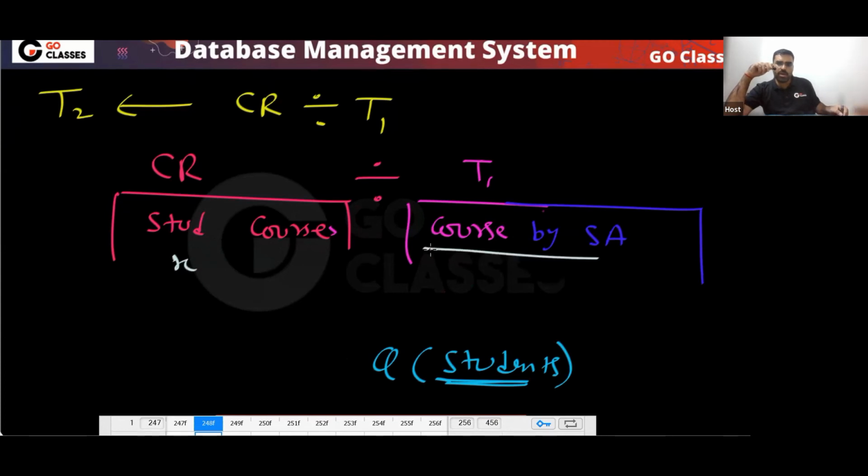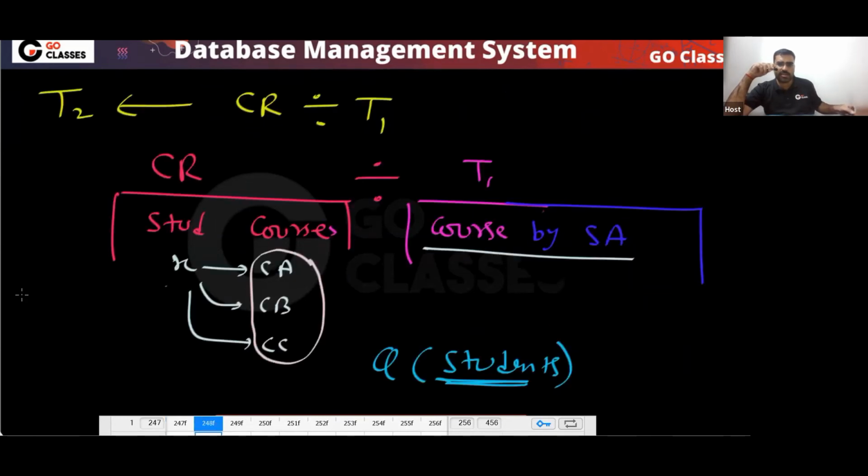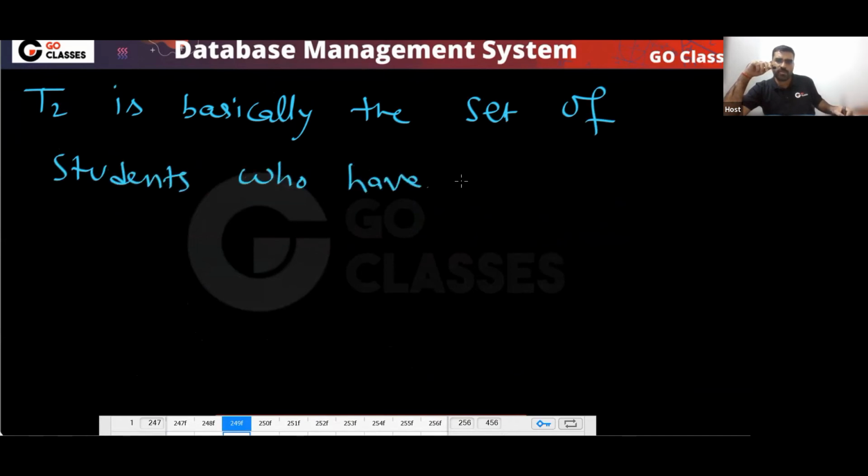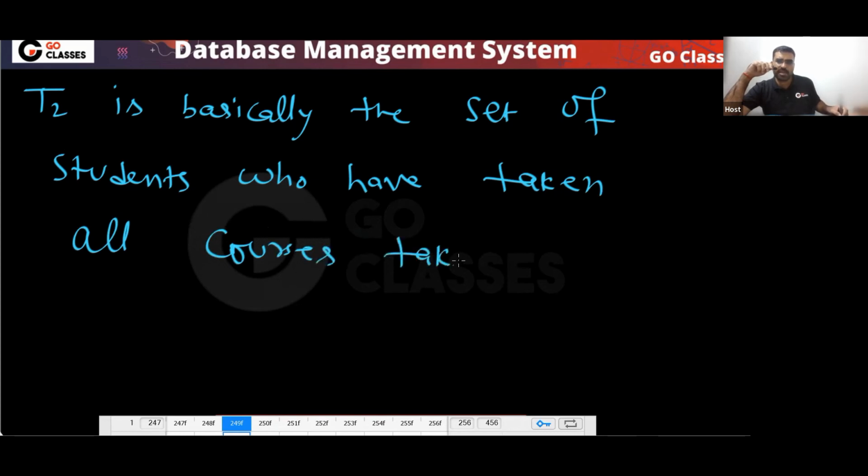You get those students who have taken all the courses which SA has taken. Yes or no? CA, CB, CC. This type of students you will get here. Is this clear? So what is your T2? T2 is basically the set of students who have taken all the courses taken by SA. This type of students you have in T2.